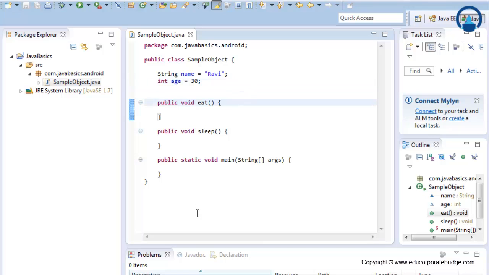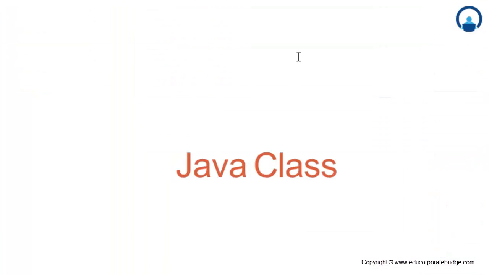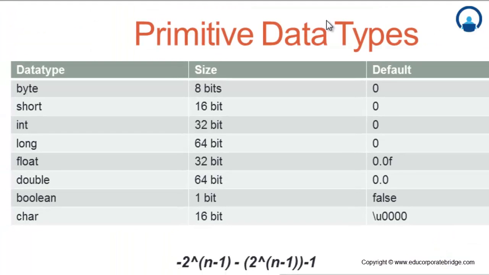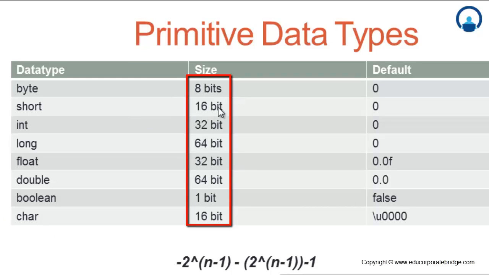So we have a whole lot of data types. See, these are the different data types that we have in Java. These are called primitive data types: byte, short, int, long, float, double, boolean, and char. And this is the size. A byte takes 8 bits, short takes 16 bits, int takes 32 bits, long 64, float 32, double 64, boolean 1, and char 16 bits.